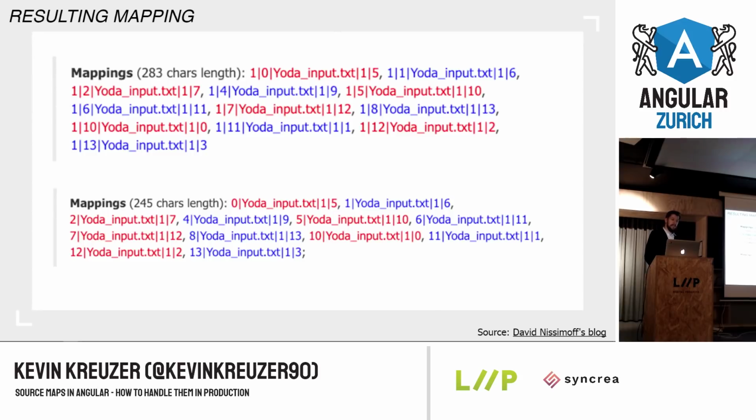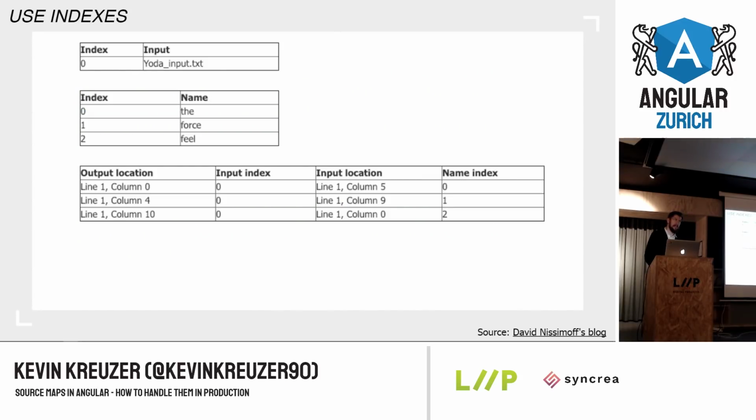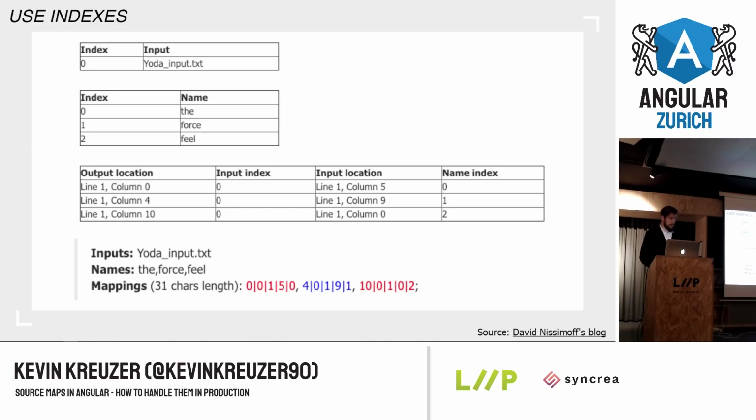So another improvement that we could do is, we could use indexes. Instead of writing Yoda input txt, we could just use the number 0. And you can already kind of make the association with the sources property that we had before. So this is just an array, and we only write the index there. And then a source map could look like line 1, column 0, input index instead of the file name, maps to line 1, column 5. And then also the names: we don't map each letter, we just map the names. And this would already bring us down to 31 characters, which is kind of cool.